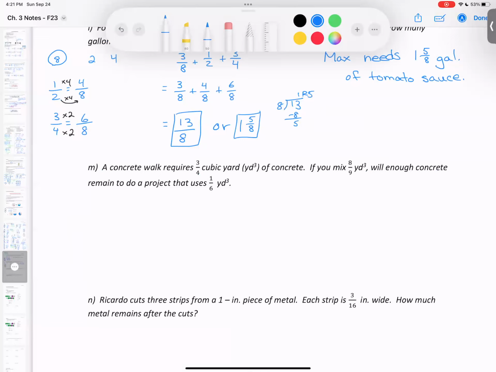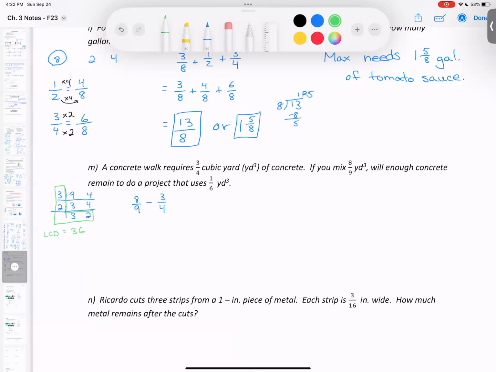We have 8/9 of a cubic yard total of concrete. So let's subtract the 3/4 of a yard we're going to use. Okay, so we need an LCD there. And so 9 and 4, I think we'll do the division method here. There are no common factors, so I'm going to pull out a 3. And there's no common factors again, I'll pull out a 2. And so my LCD is 3 times 2 times 3 times 2, which is 36.